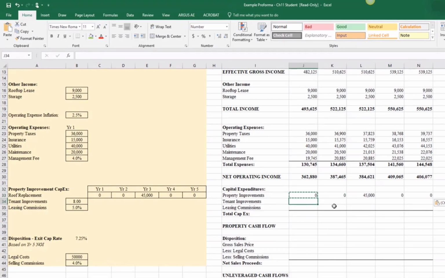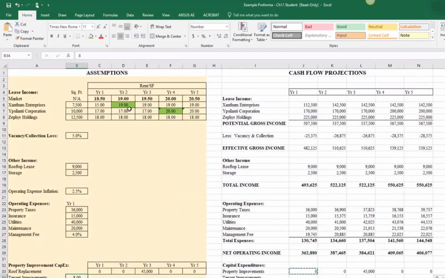The TIs are a little bit different. We're told that it's $8 a square foot in this cell, and now we need to look and see when leasing activity is happening. And that's actually going to happen in these two columns, these 2 years, with those 2 leases. Xantham is going to have a new lease in place in year 2. Ypsilanti is going to have a new lease in place in year 4. So that's the time that these TIs are going to kick in.